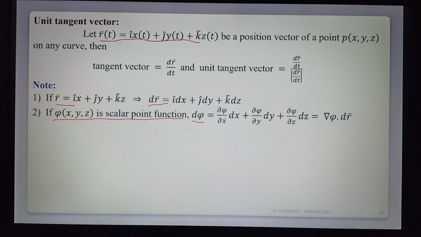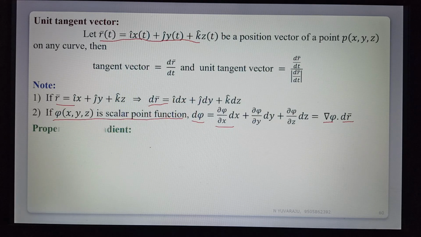d phi is equal to del phi by del x into dx plus del phi by del y into dy plus del phi by del z into dz. So this can also be written as i del phi by del x plus j del phi by del y plus k del phi by del z, dotted with i dx plus j dy plus k dz. That is a dot product. So that is del phi. This is the gradient of phi, and this is one of the notations.